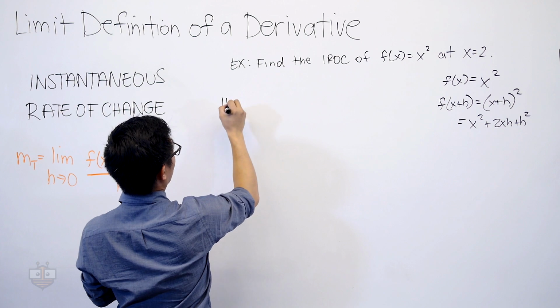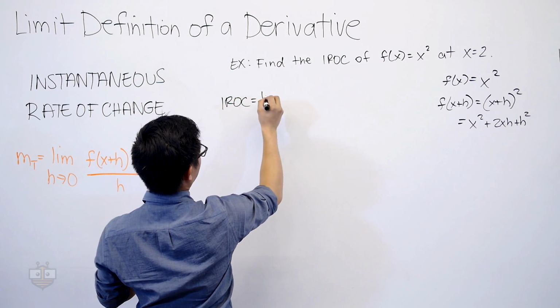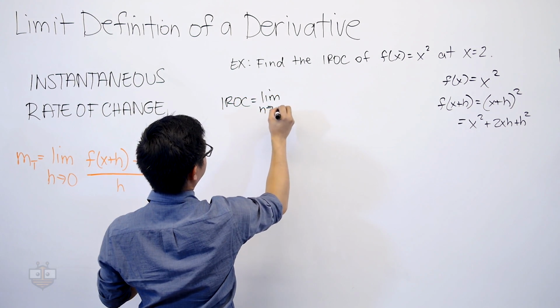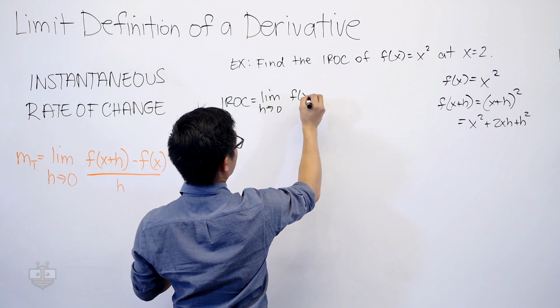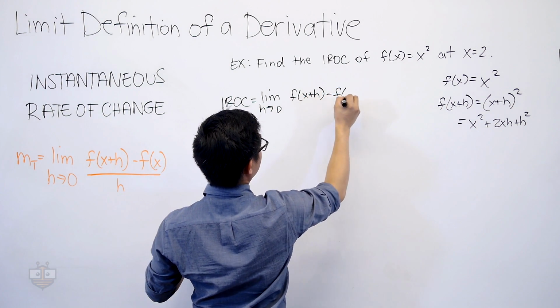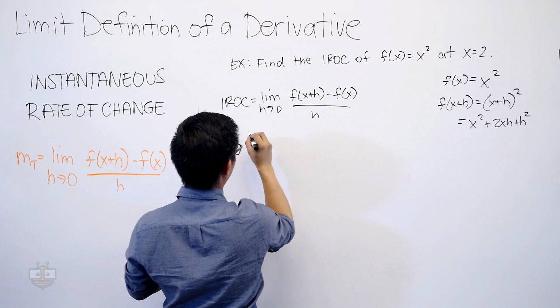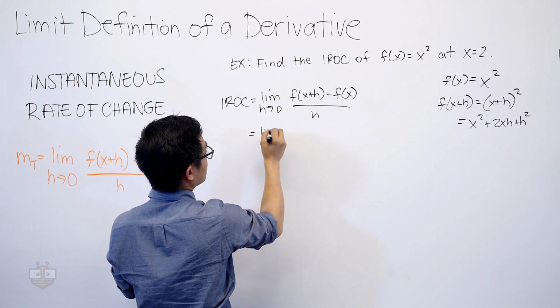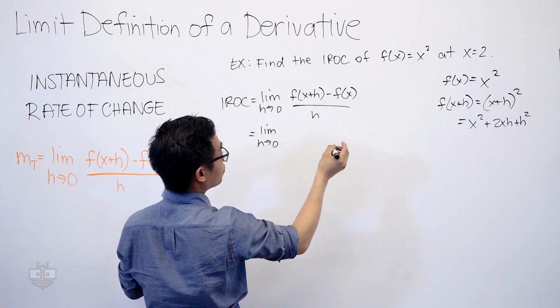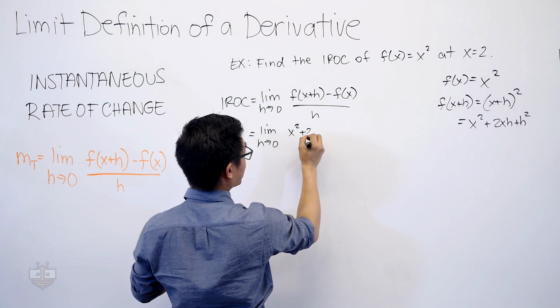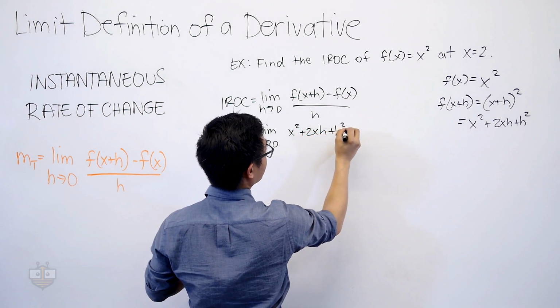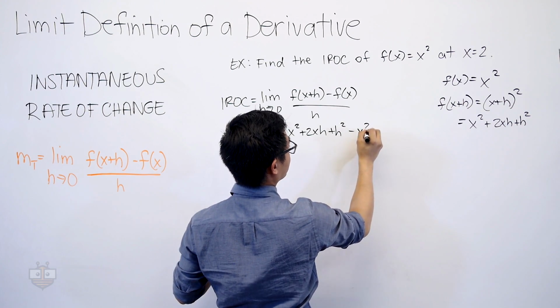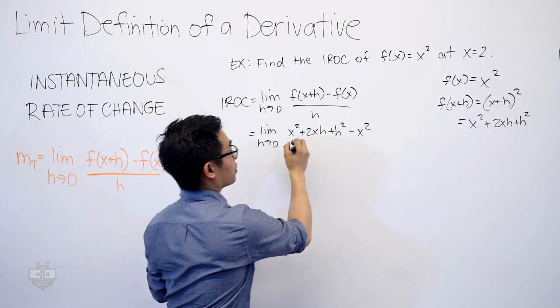So IROC is going to be equal to the limit as h approaches 0 of f at x plus h minus f at x all over h. We can sub that in. So the limit as h approaches 0 of x squared plus 2xh plus h squared minus x squared all over h.